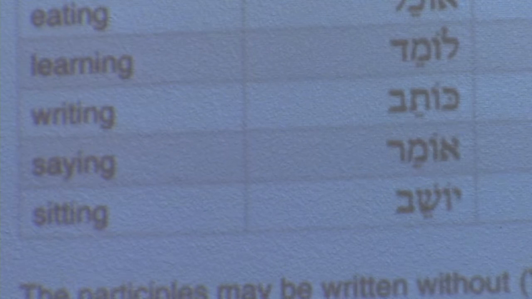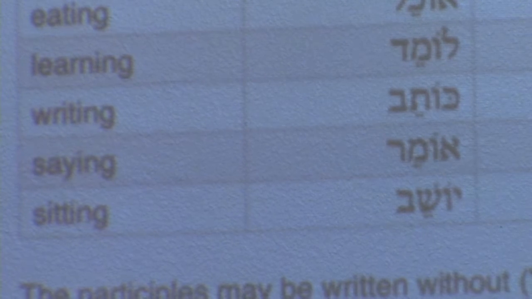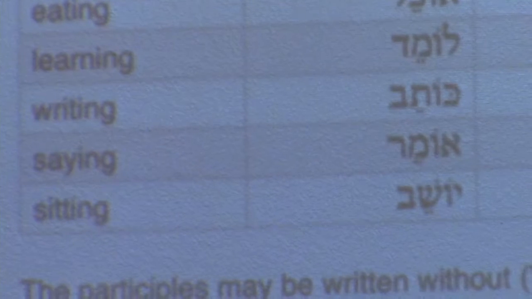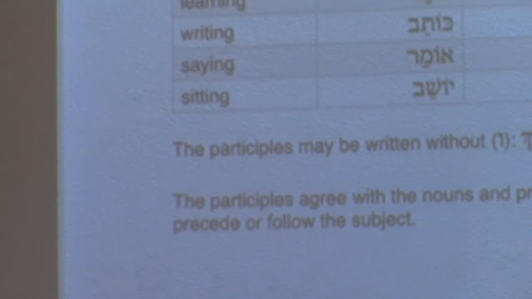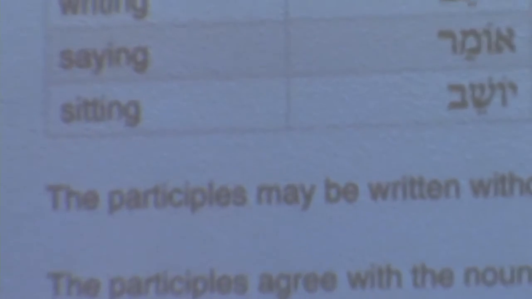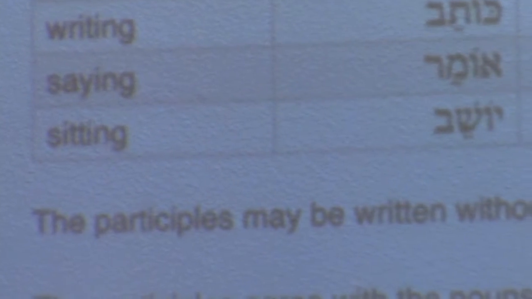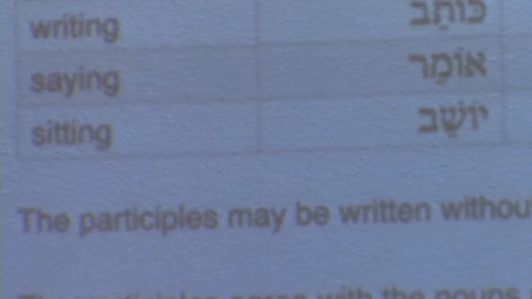Kotev. Just go Ani kotev. I'm writing. Ani kotev. Ish kotev. The man is writing. Isha, oh, well, I'll hold up on the feminine and the plural. We're getting ready to go over those. So, omer, saying.